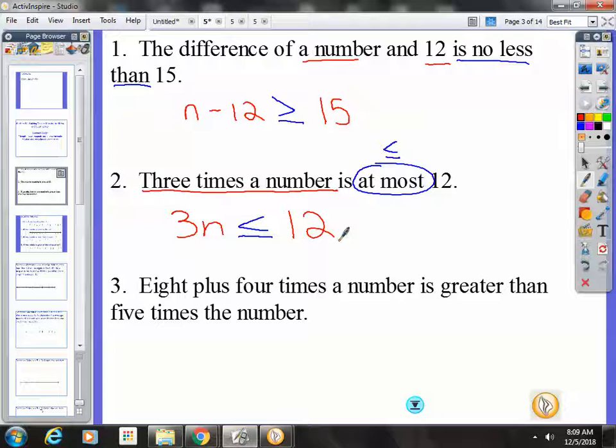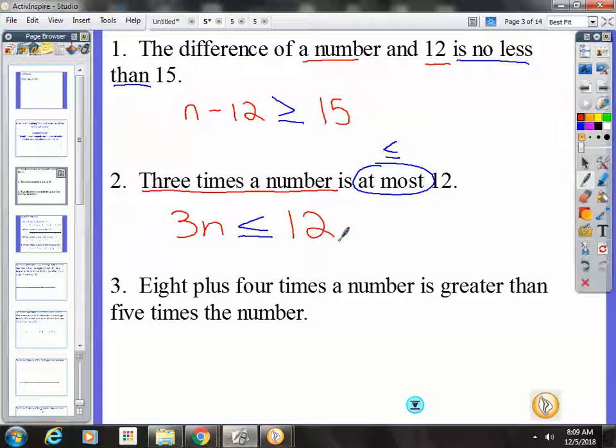So no less than is greater than or equal to. At most is less than or equal to. Okay. They're saying at the very most, the highest it could be is 12. So that would mean this is smaller, isn't it? Okay, so the inequality is eating that bigger number.